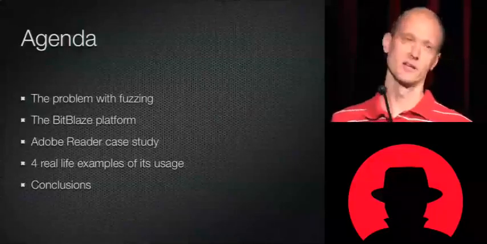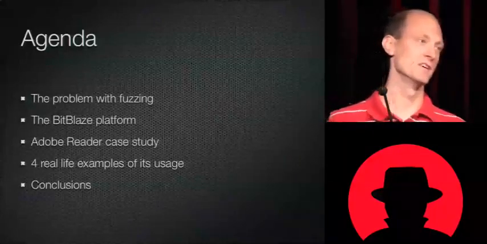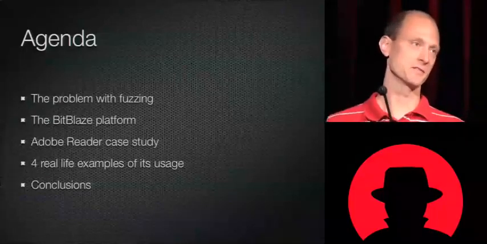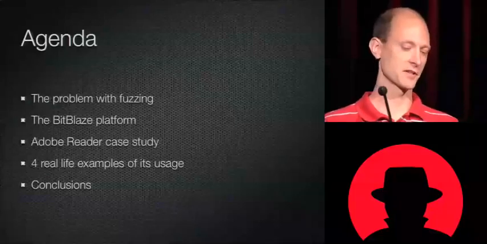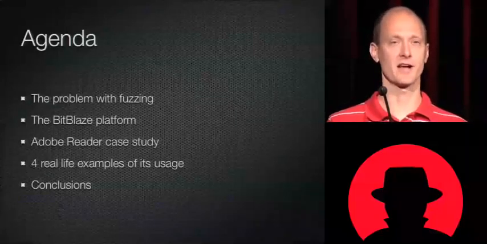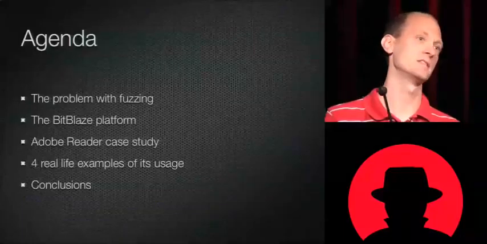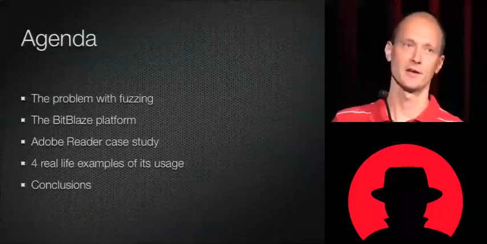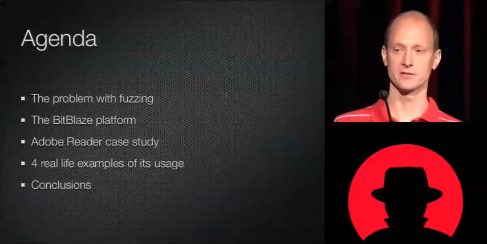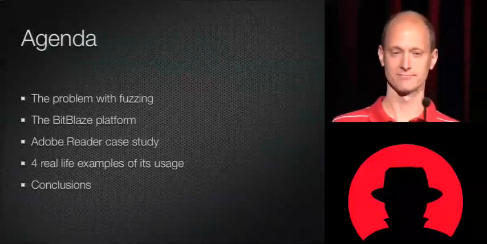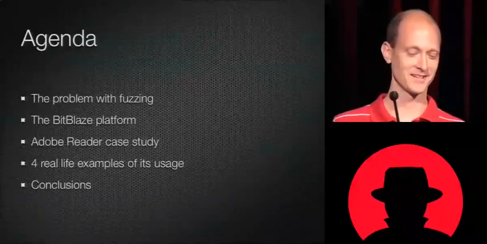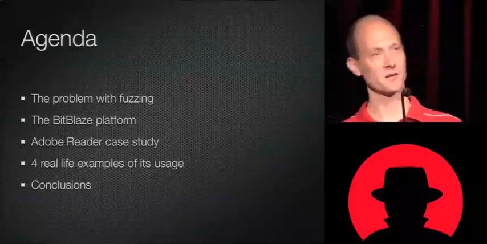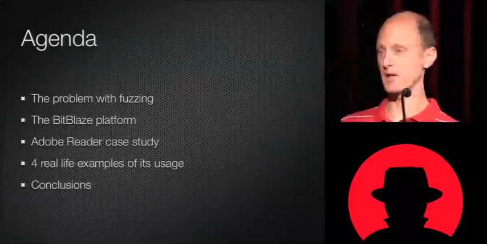And then we're going to talk about BitBlaze itself and what it does and how you can use it to help solve this problem. And then we'll move on to a bunch of real-life case studies. So first, I'll look at Adobe Reader and look at how, in general, these techniques can be used with crashes from there. And then we'll look at 4 actual bugs that were found with fuzzing and how you would use BitBlaze to analyze those crashes and figure out if they're exploitable, what the underlying bug is, and that sort of thing. And then finally, we'll try to wrap things up.